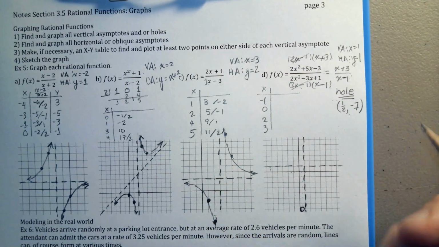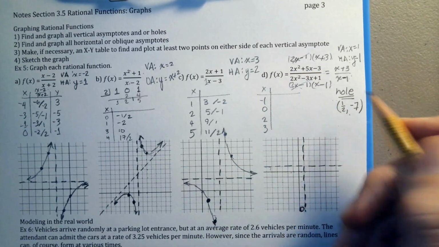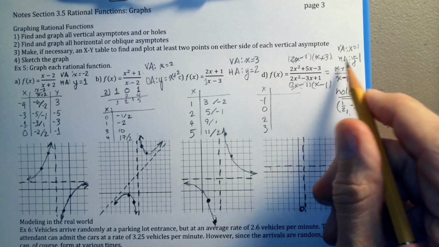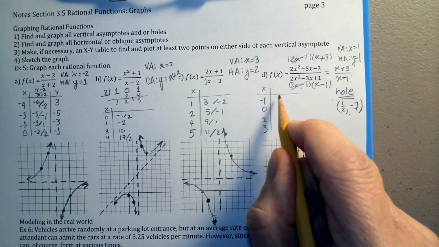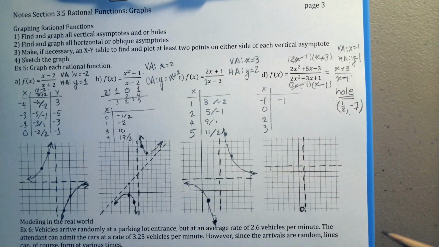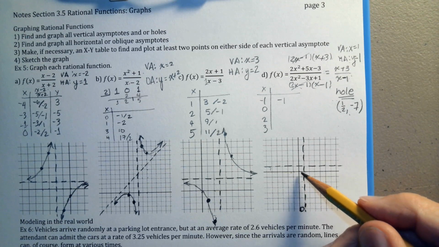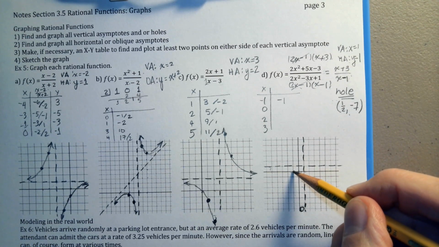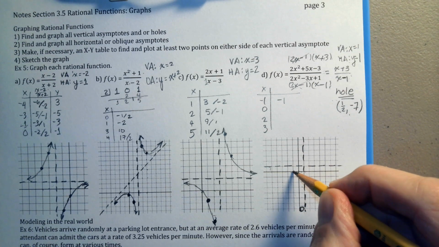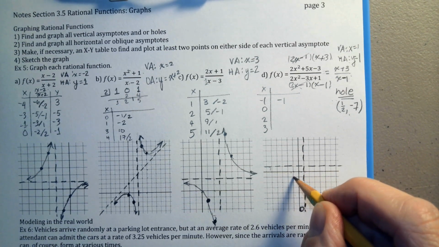All right, and when you plug -1 into this thing, now we want to plug it into the reduced one, right? That will make it easier, and that's going to be -1. So at x equals -1, I'm down at -1. So I'm here.